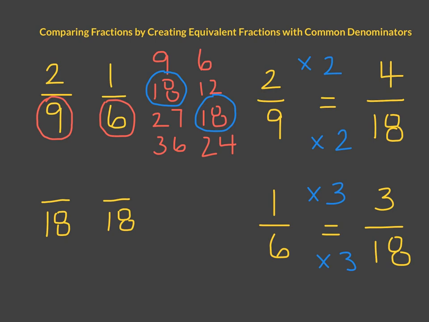Now, we can place our equivalent fractions on the left. Since we know that 2/9 is equivalent to 4/18 and 1/6 is equivalent to 3/18, we can see that 4/18 is greater than 3/18, which means 2/9 is greater than 1/6.